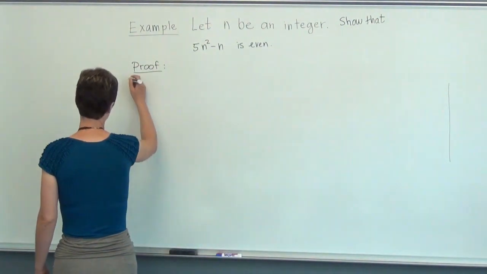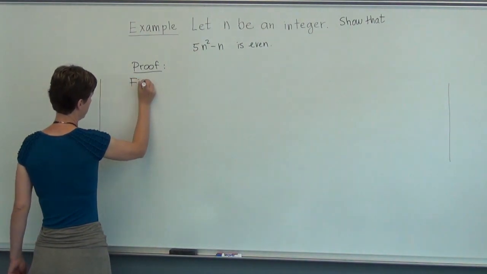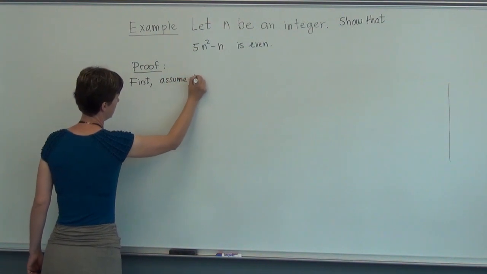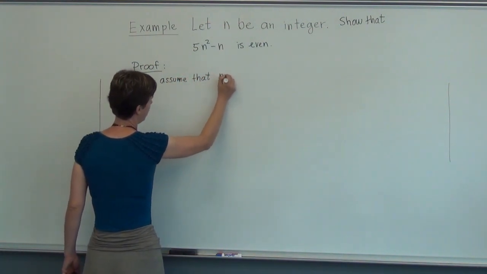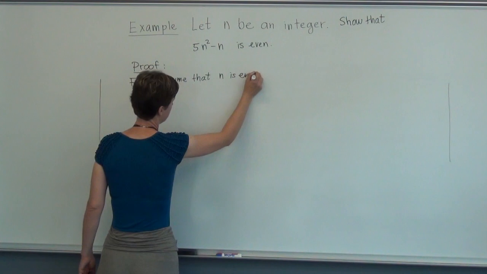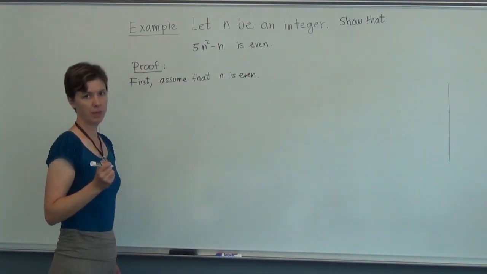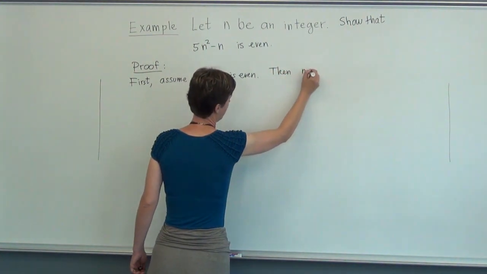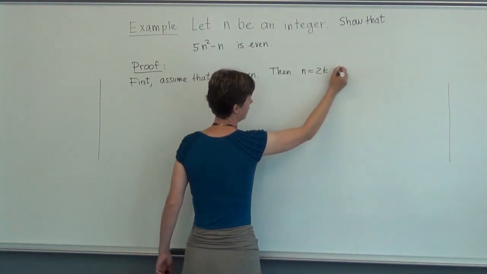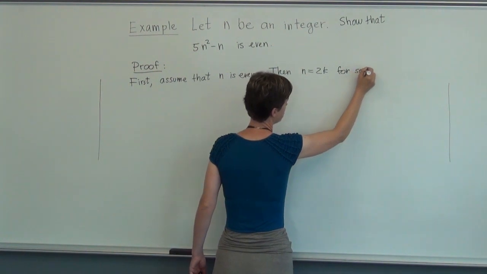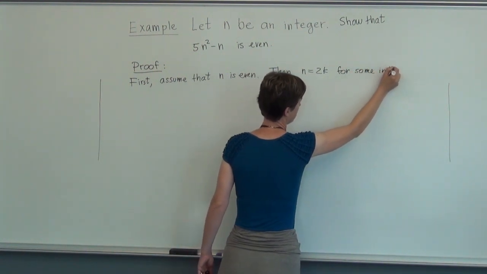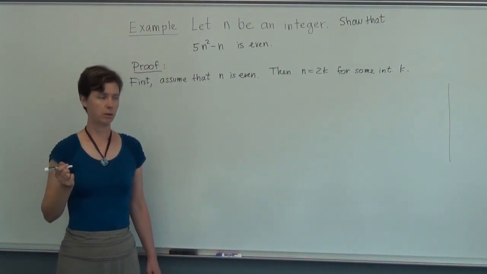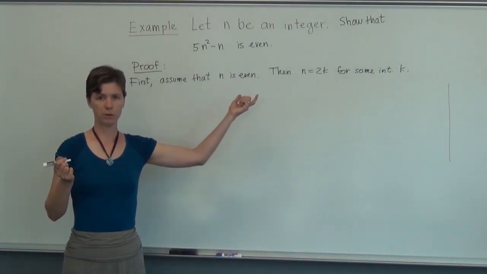So let's write first, assume that n is even. Well, if n is even, then n is equal to 2k for some integer k. So now we have something to work with.